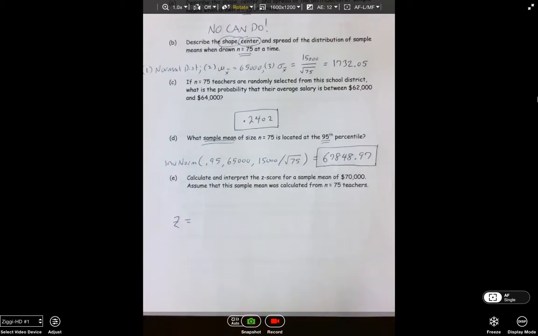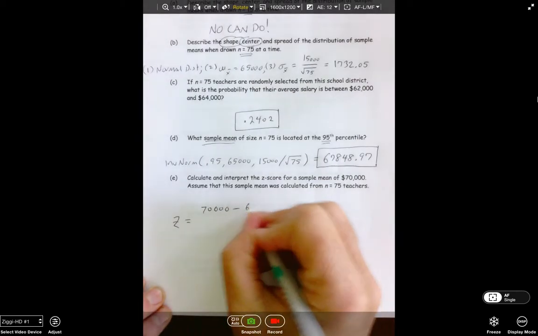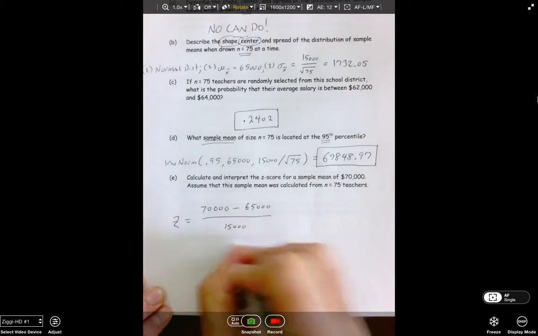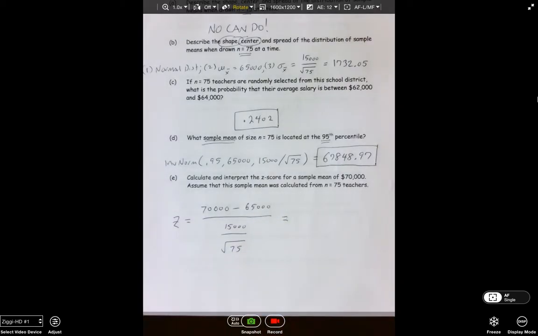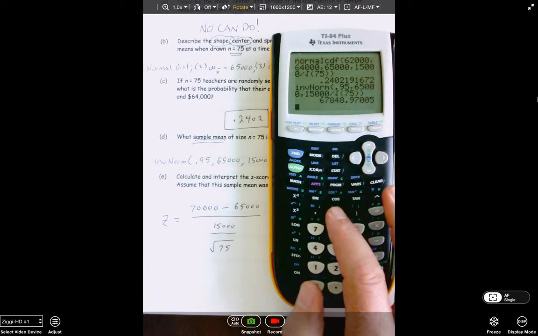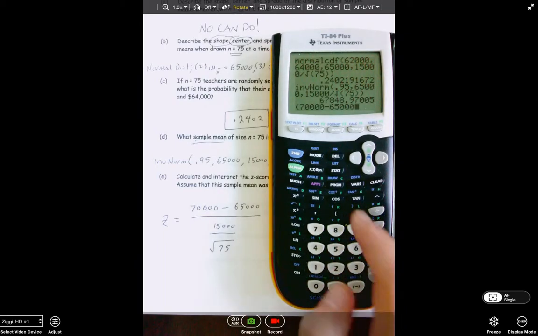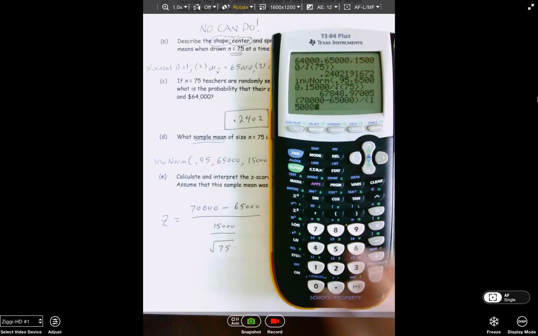All right, gang, let's do the Z-score. So for a sample mean of 70,000, just like always, subtract the mean, divide by the standard deviation. But since this is a mean, we have to divide by the square root of the sample size, which is 75. Now, gang, by now we should know that you've got to appreciate the parentheses. So I'm going to put the numerator in parentheses, minus the mean, divided by, put the denominator in parentheses, divided by the square root of 75.